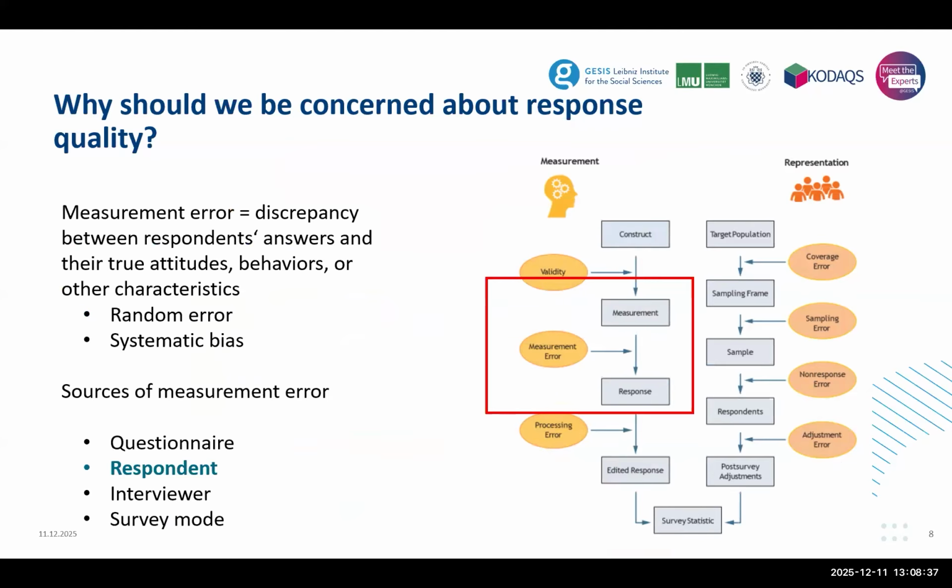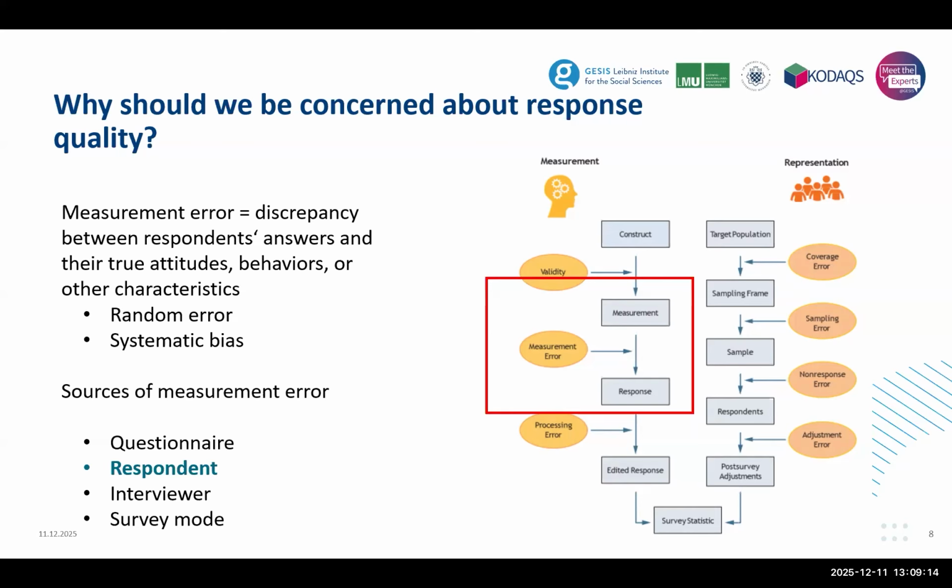Okay, so to give you a bit more background on measurement error: by definition, it is the discrepancy between a respondent's answer and their true underlying attitudes, behaviors, or other traits or characteristics. Measurement error can describe random error, which is random variability in a survey estimate over multiple replications. If you repeat surveying that person with the same question over and over, you might get a different response, a different measurement, due to random variability.